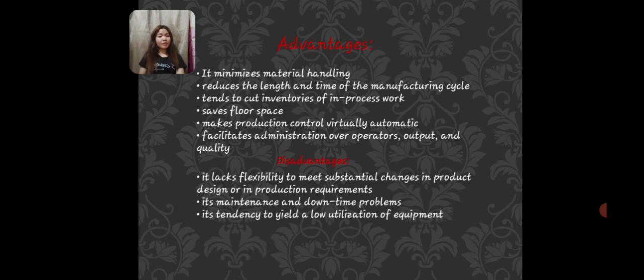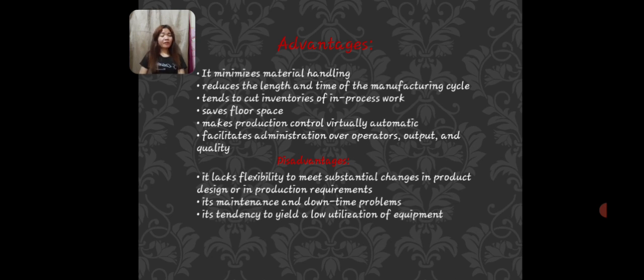Saves floor space. When we say saves floor space, it is not crowded, because there are not many of you there. There are not many employees inside because the machine does the moving. Maybe only two or one employee inside. Makes production control virtually automatic. Facilities and administration over operation, output, and quality. Of course, when a machine makes a product, automatically your product is good quality. Of course, an employee will also check it. So, if there are advantages, there are also disadvantages.